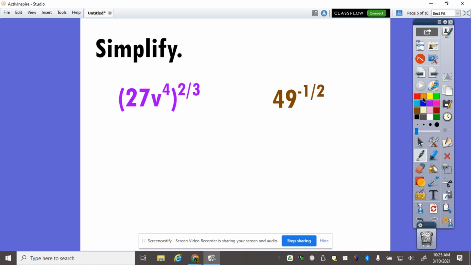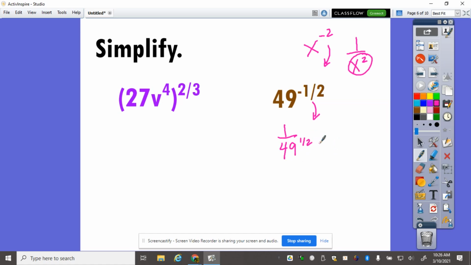Next, 49 raised to the negative 1/2. One of the rules and laws of exponents is that if we have x to the negative 2, that goes down. That becomes 1 over x squared. The exponent becomes positive. Same thing with this example, 49 raised to the negative 1/2. This has to go down to make the 1/2 positive. So it becomes now 1 over 49 to the 1/2.